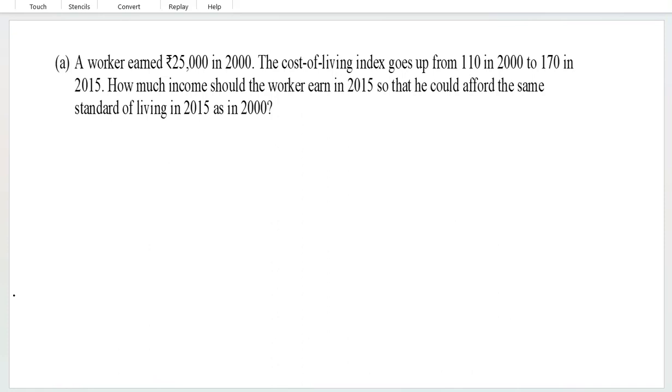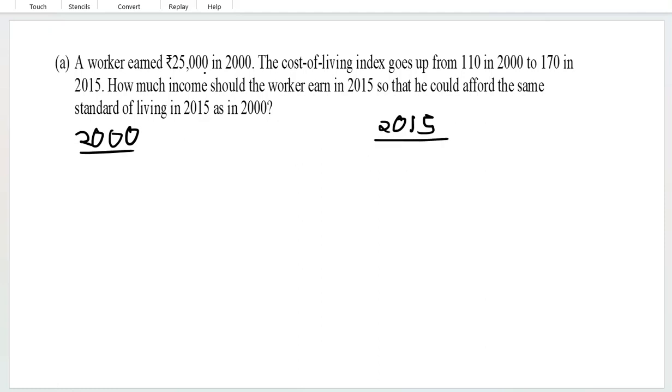Now we move to the next one. A worker earned 25,000 in 2000. The cost of living index goes up from 110 to 170. How much income should the worker earn in 2015 so that he could afford the same standard of living in 2015 as in 2000? So there are 2 years. One is 2000, the other year is 2015.